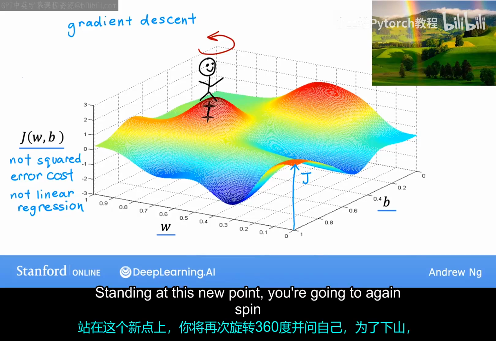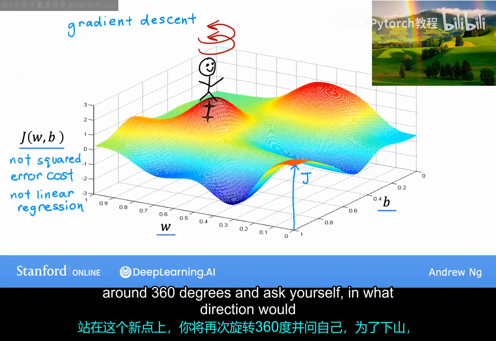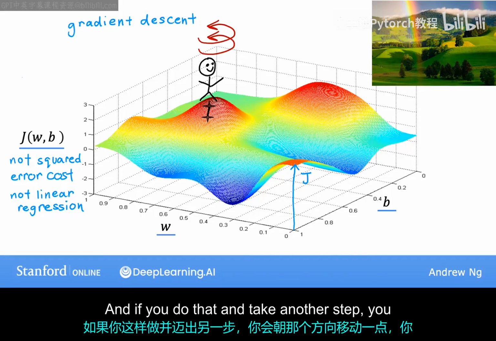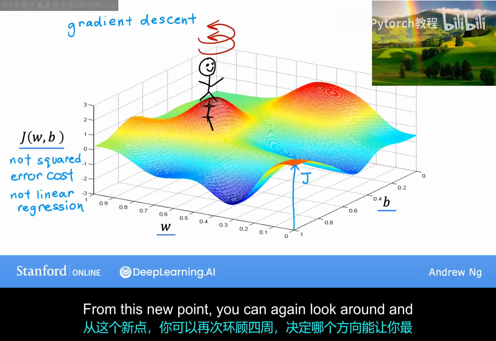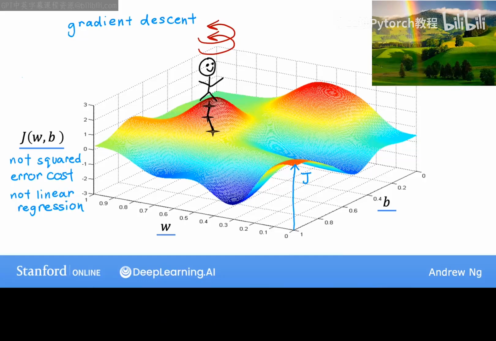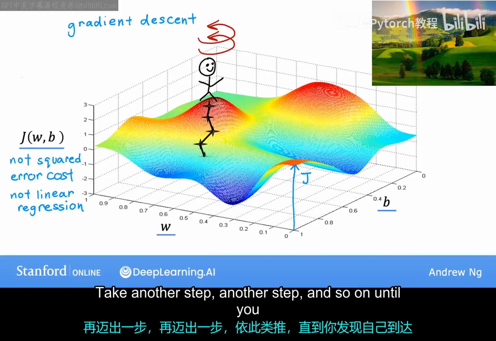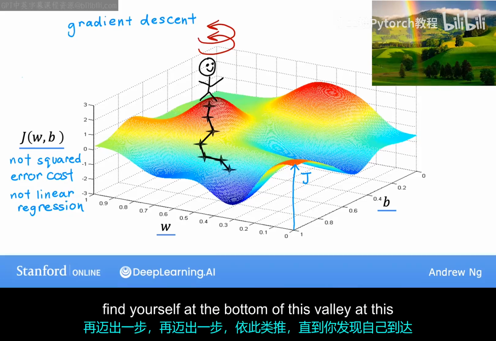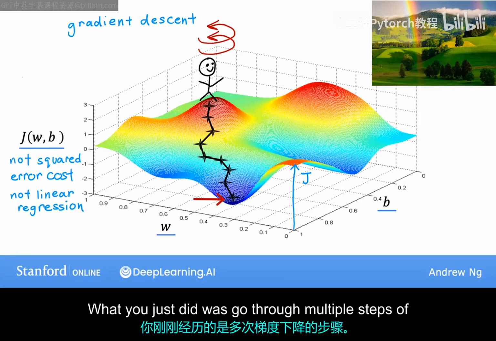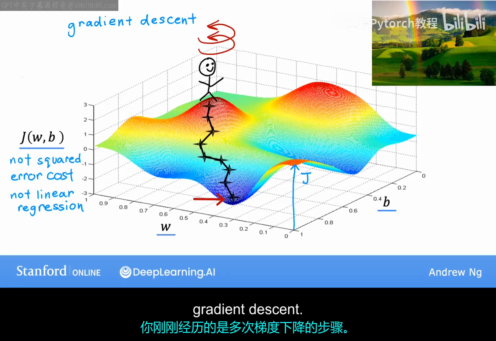Standing at this new point, you're going to again spin around 360 degrees and ask yourself, in what direction would I take the next little baby step in order to move downhill? And if you do that and take another step, you end up moving a bit in that direction, and you can keep going. From this new point, you can again look around and decide what direction would take you downhill most quickly. Take another step, and so on, until you find yourself at the bottom of this valley at this local minimum right here. What you just did was go through multiple steps of gradient descent.